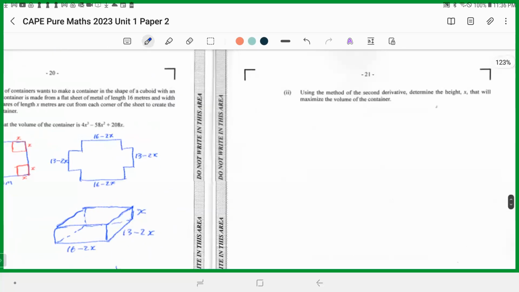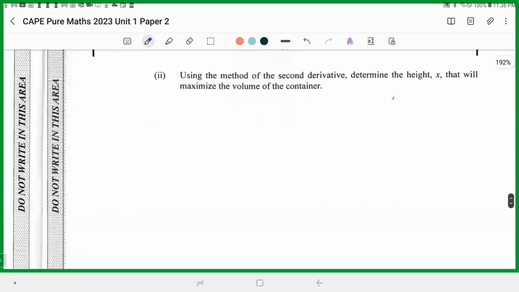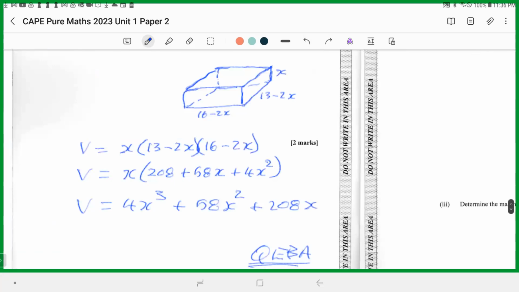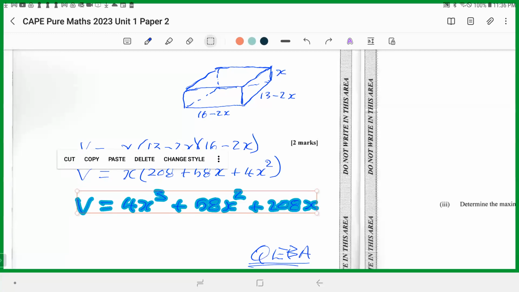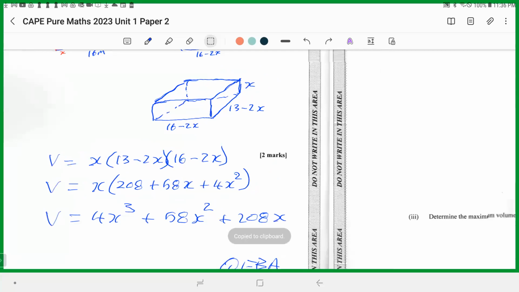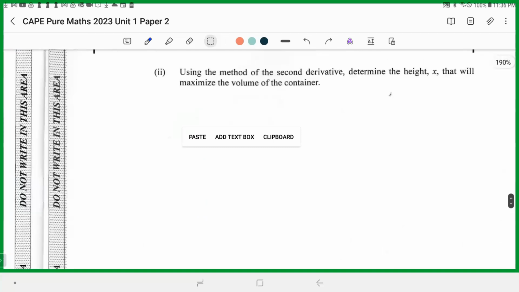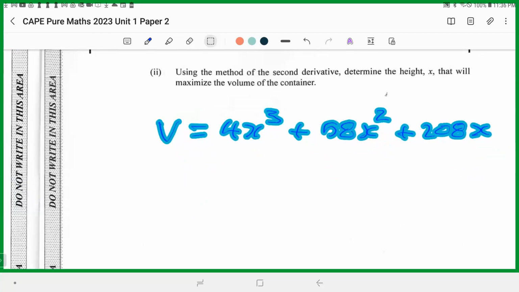All right. This one says, using the method of second derivative, determine the height that will maximize the volume. So we're going to have to differentiate. I'm going to copy over this formula for the volume and differentiate it. It's a cubic, so you're going to have a maximum and a minimum. I want the maximum, so I have to decide which one is the maximum with the second derivative. They're interested in the max.